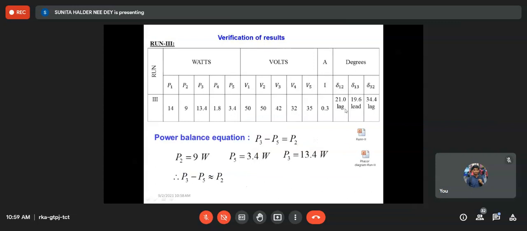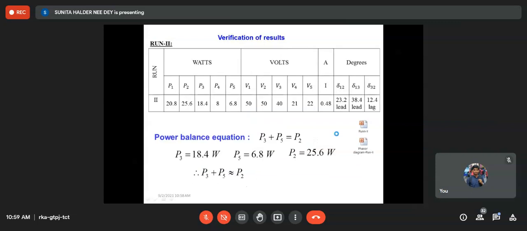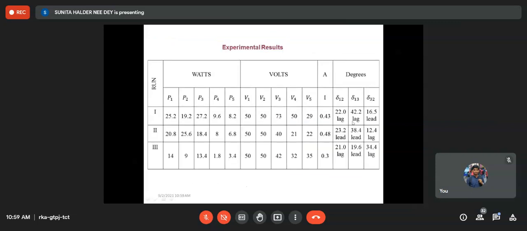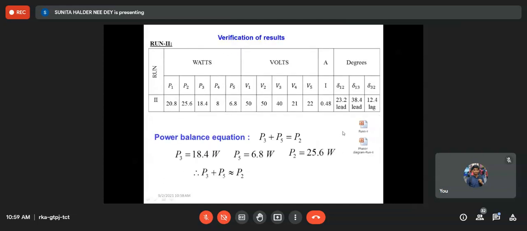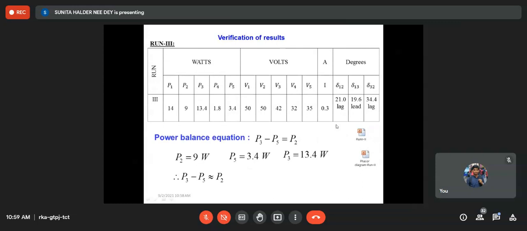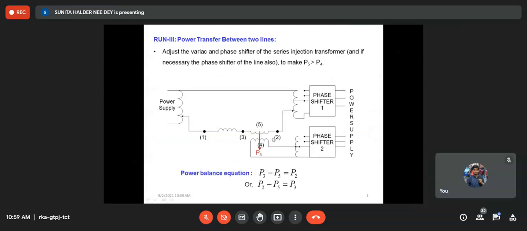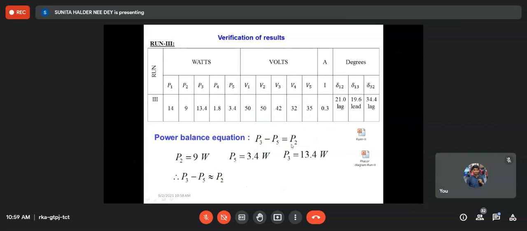Whenever you have run it for the first run, you can see here you have got both this connection lag, but here we have not achieved that condition. One is lag, another is lead. So that we have to verify considering the equation. Since power is flowing in the opposite direction, this direction will not be identified by the wattmeter. We shall change the polarity and measure the power, so we can only understand the magnitude of the power. So in that way, we shall get P3 minus P5 equal to P2.